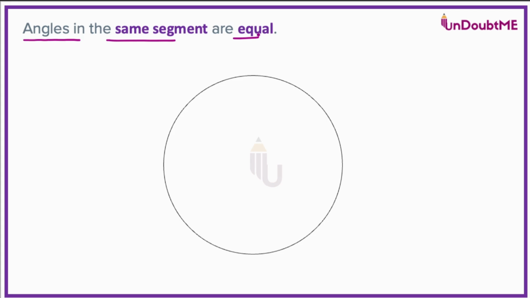Now what is the meaning of segment? For a circle, if I just draw a chord, this AB is a chord, and this divides the circle into 2 segments. The one which I am shading is the minor segment and the above one is the major segment.